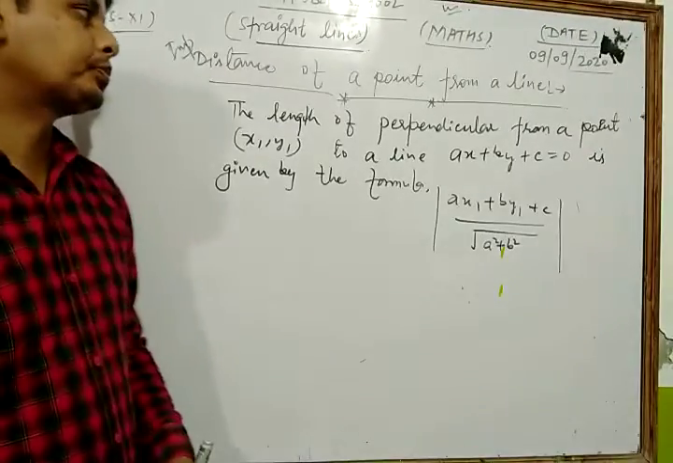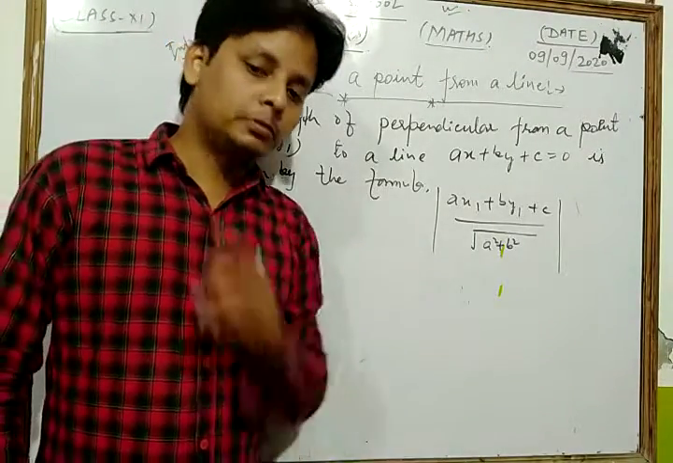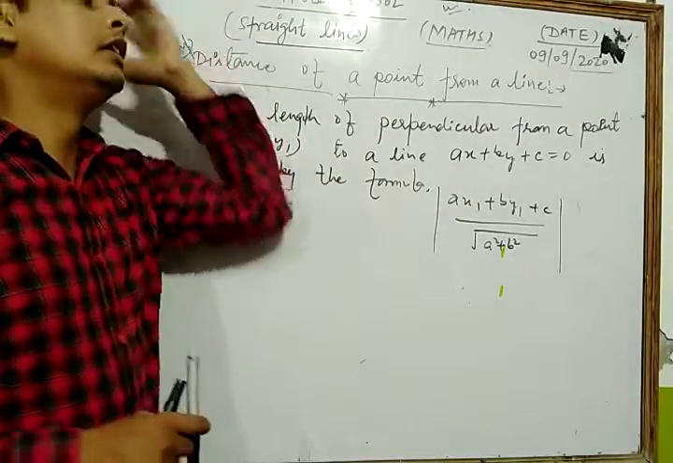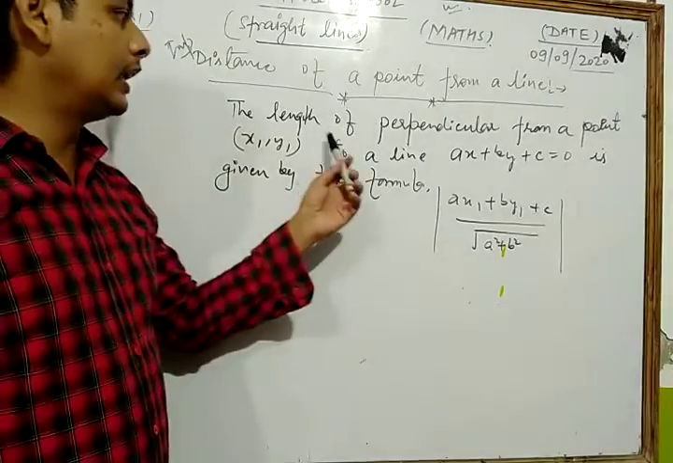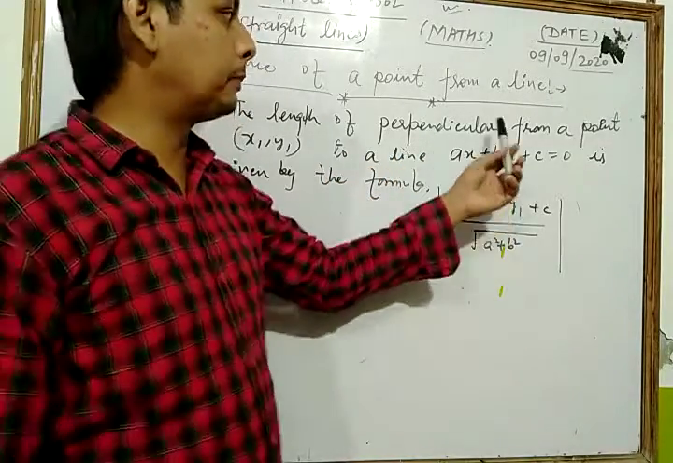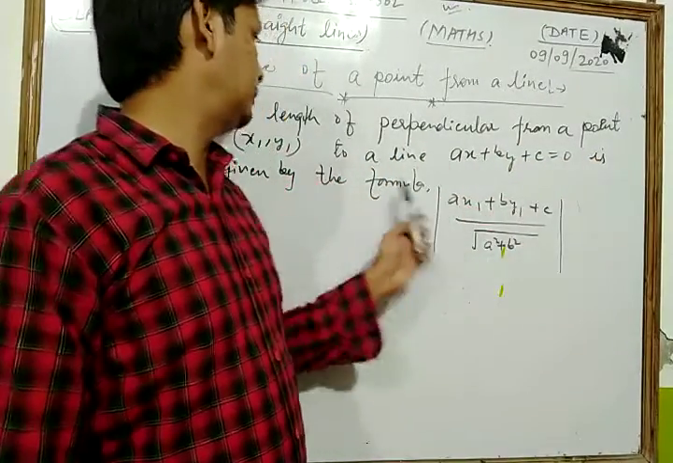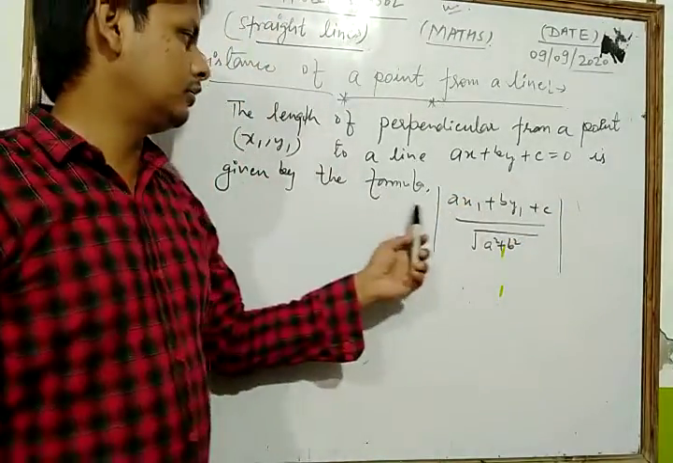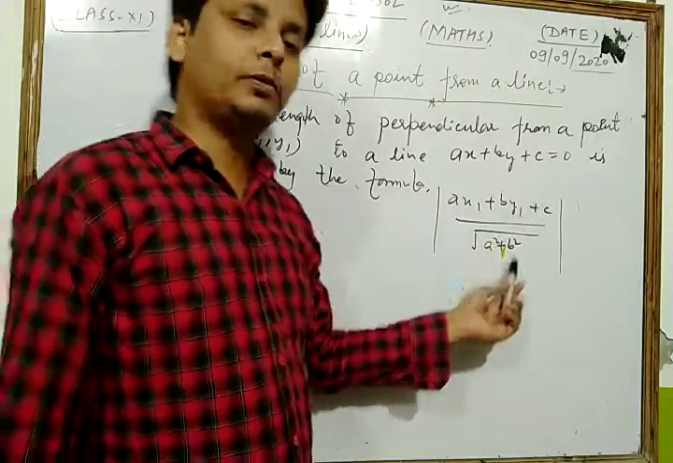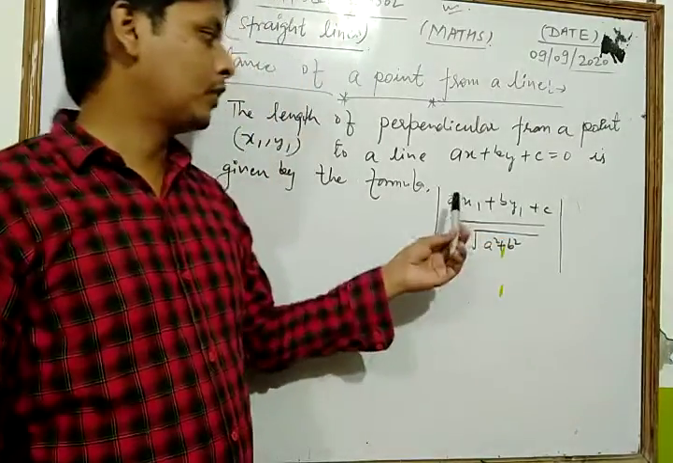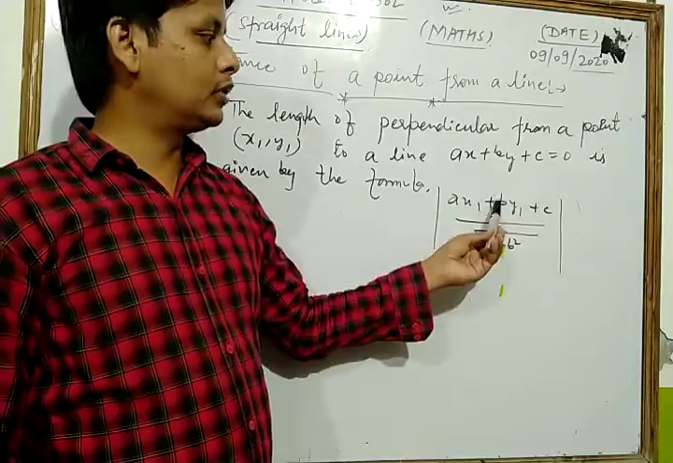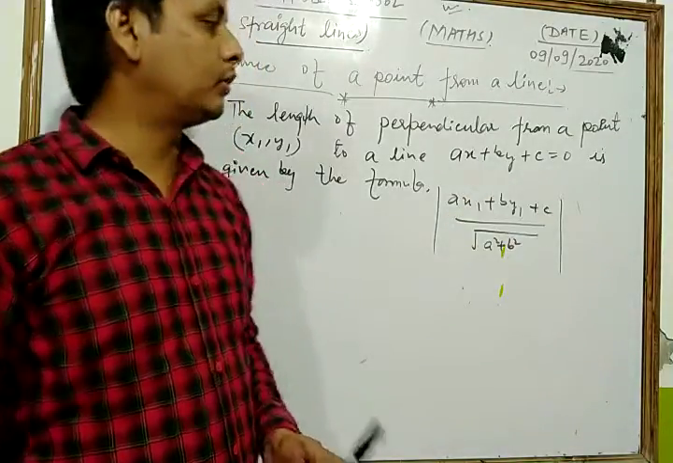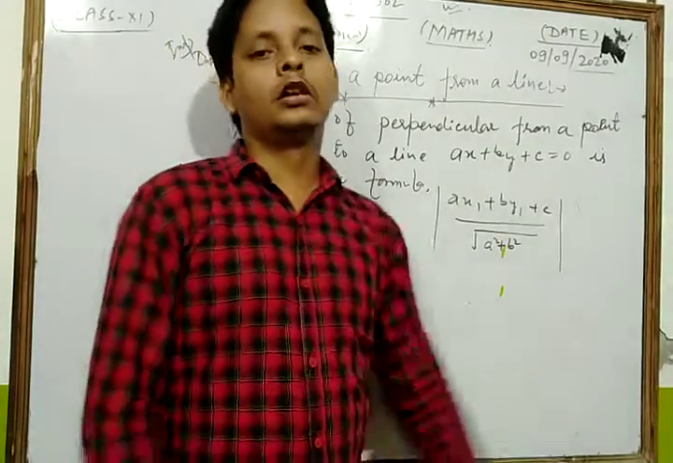Dear friends, this is one of the most important formulas of your syllabus. Let's see once more. The length of the perpendicular from a point (x1, y1) to a line is given by the relation ax1 plus by1 plus c upon under root a square plus b square. Here a is the coefficient of x, b is the coefficient of y, and c is the constant term of the line.